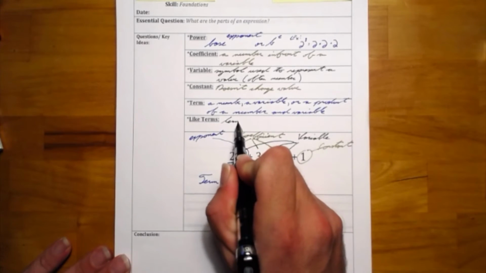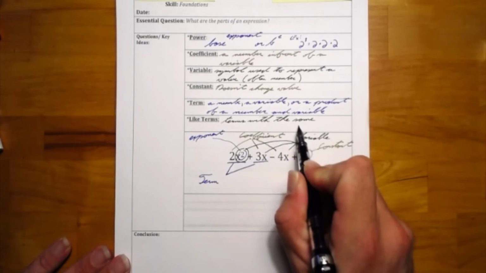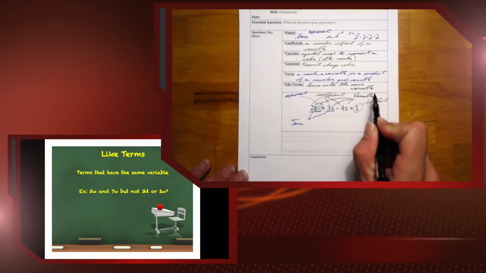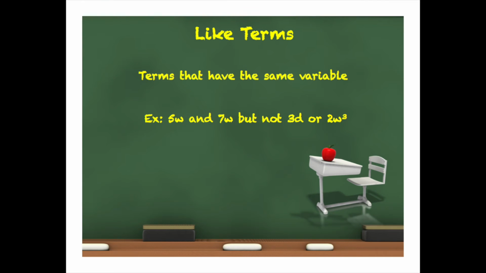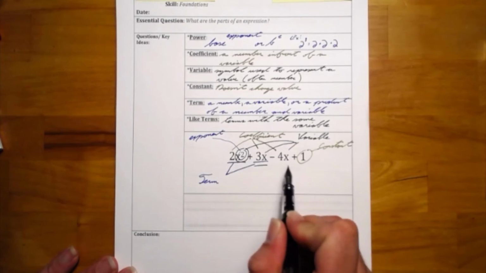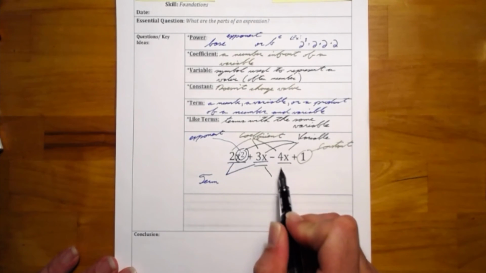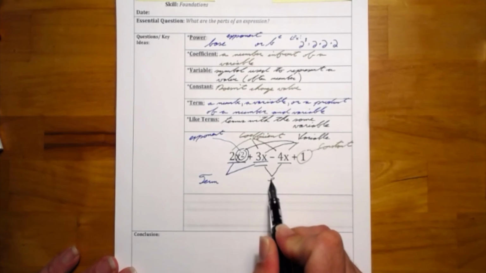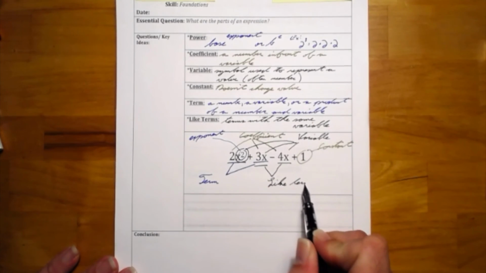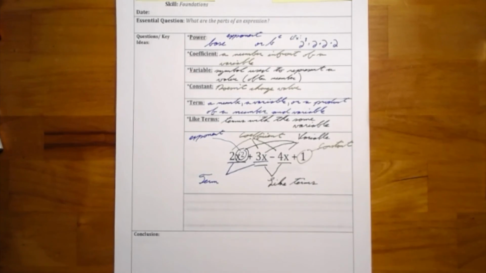Like terms are terms that have the same variable. In our example, we see that 3x minus 4x both have the same terms, so they can be combined, but they cannot be combined with the x squared. That variable is different. We would call this combining like terms.